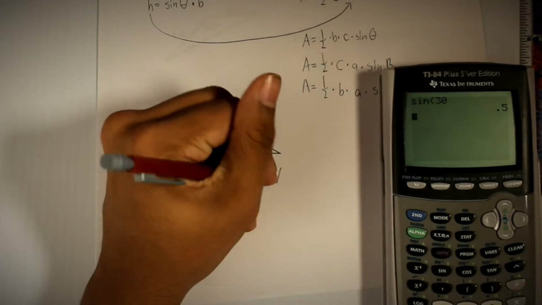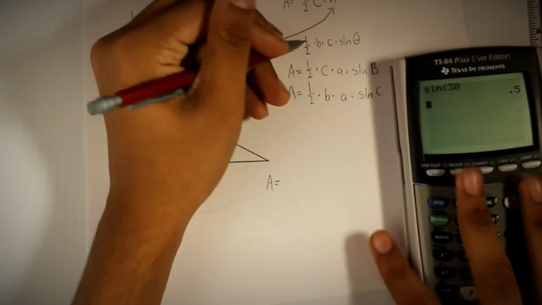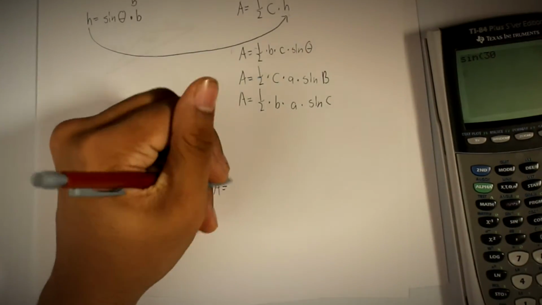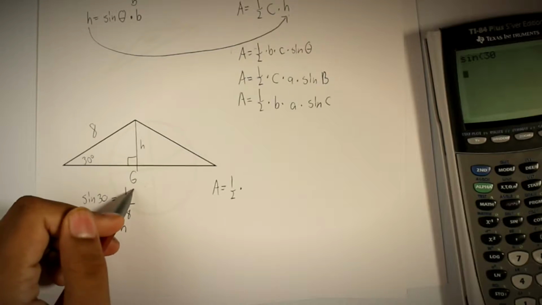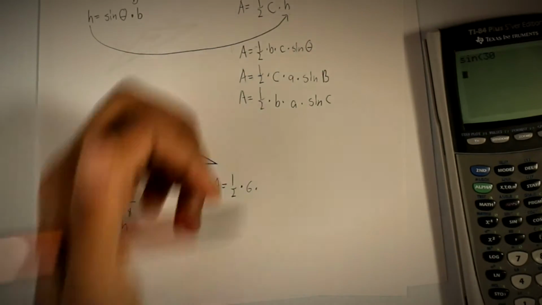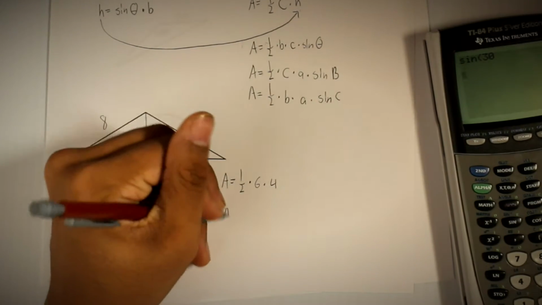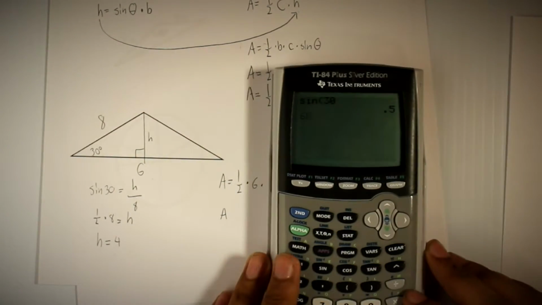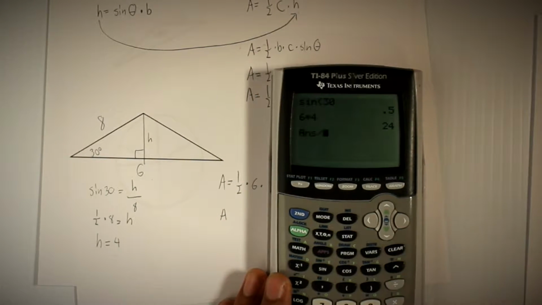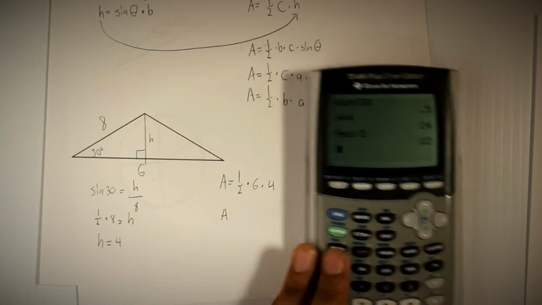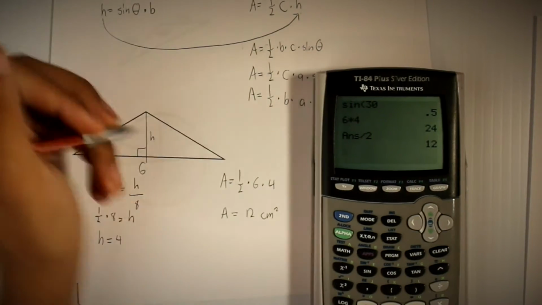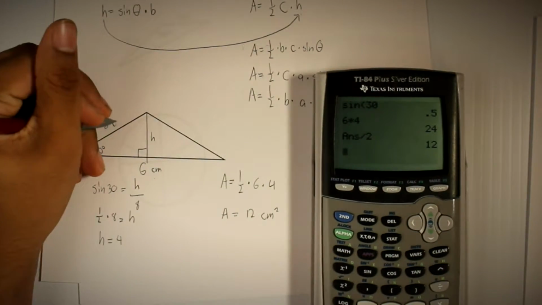So we can plug that back into the triangle equation, or one of these equations up here. We have A equals 1/2 times our base, which is 6, times 4, which is our height. And we get 6 times 4, 24, divided by 2, 12. A equals 12 centimeters squared. We'll call these centimeters right here.